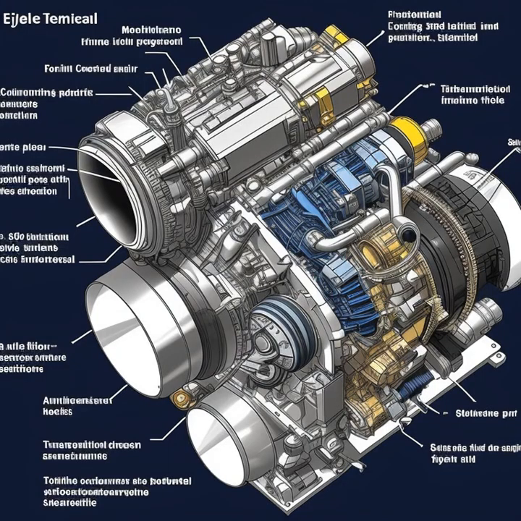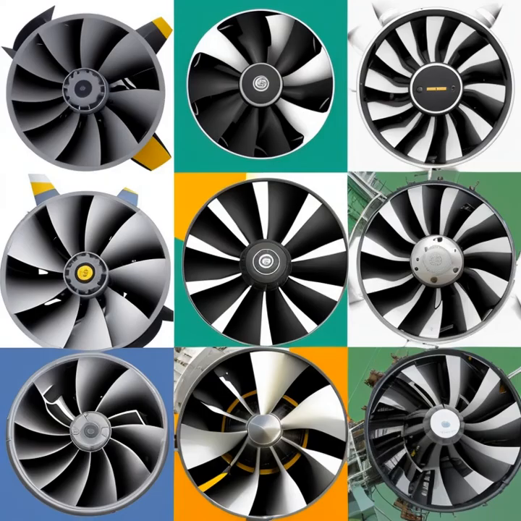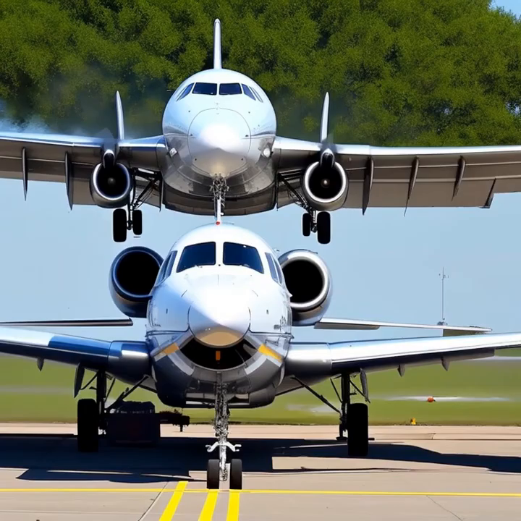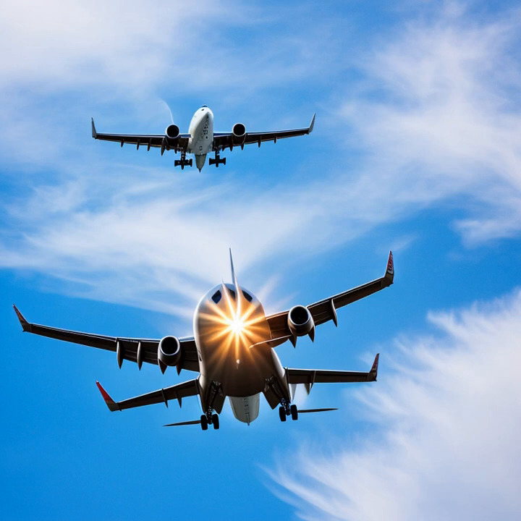There are different types of engines used in airplanes, but the most common ones are jet engines and propeller engines. Jet engines work by sucking in air, compressing it, and then mixing it with fuel. This mixture is ignited, creating a high-pressure exhaust that is expelled out the back of the engine, generating forward thrust. Propeller engines, on the other hand, rely on a spinning propeller to create thrust by accelerating air rearward.